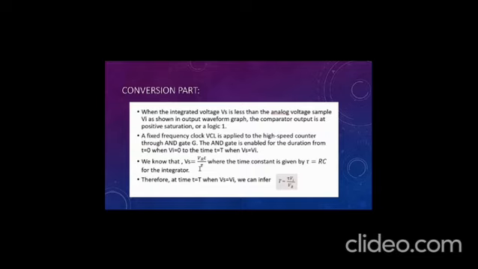Vs equal to Vr t divided by tau. Tau is equal to RC. Small t is equal to capital T. Vs equal to Vi. Therefore, T equal to tau Vi divided by Vr.